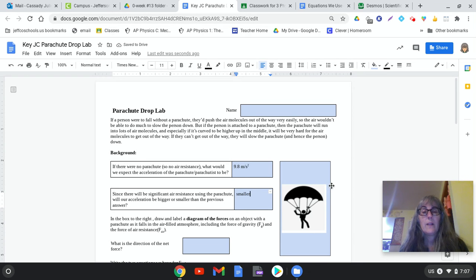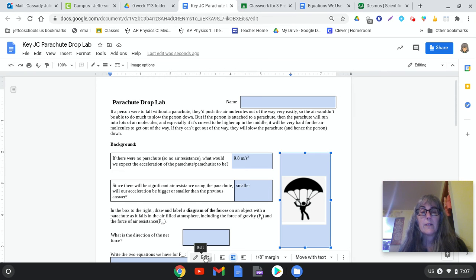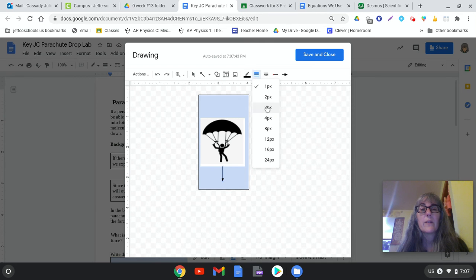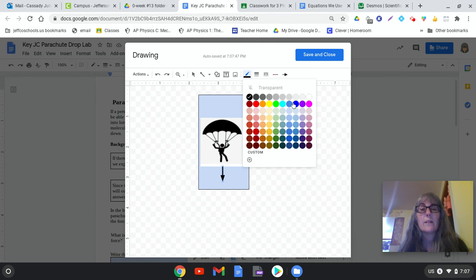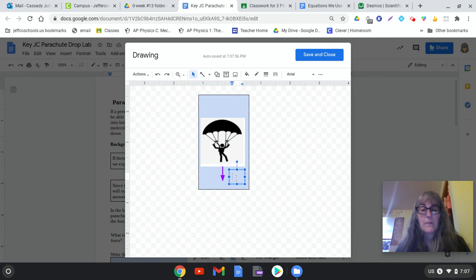We're going to go ahead and label the two forces that are acting on our parachutist. If I click Edit, it takes us into that drawing window. There are two forces. We know that gravity is going to make our person fall. Let's make that a little thicker, and let's make a purple one. And then we can label that as being the force due to gravity. So we call that Fg, G for gravity.